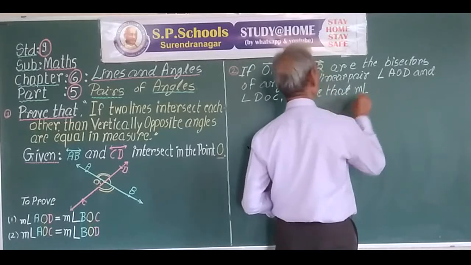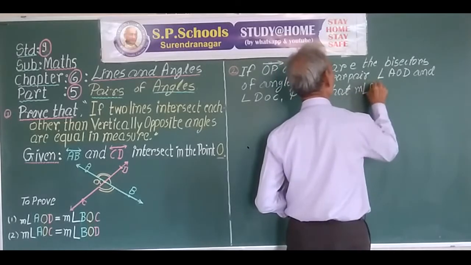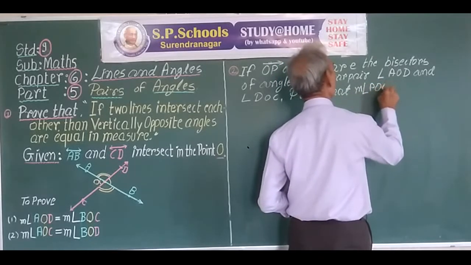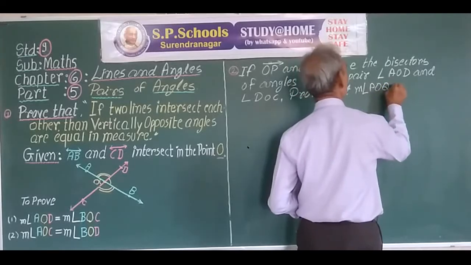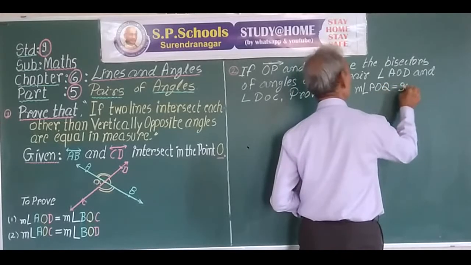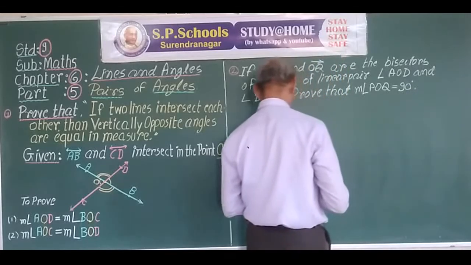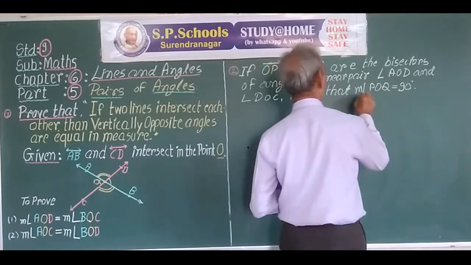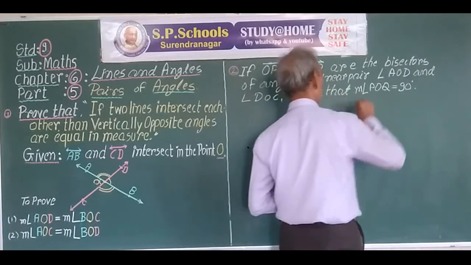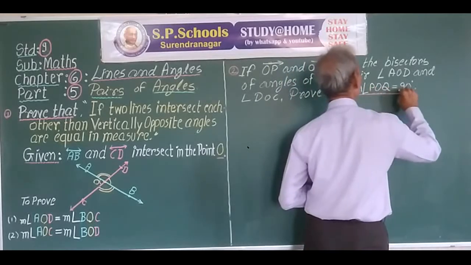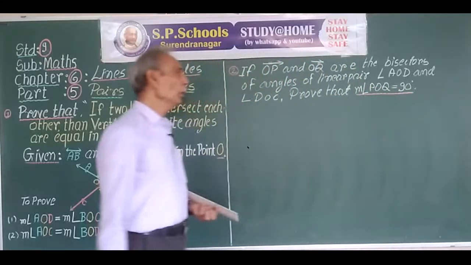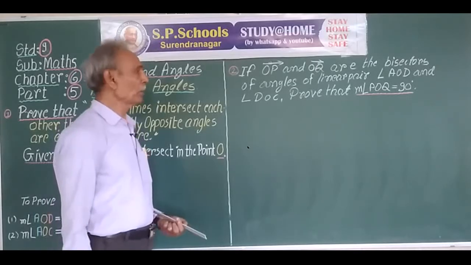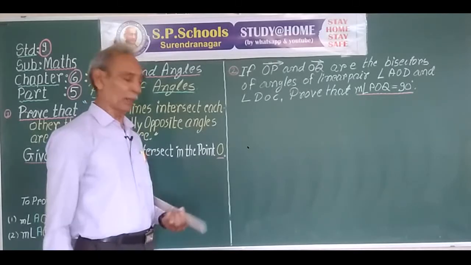measure angle POQ is equal to 90 degrees. This we have to prove. That is, we have to prove angle POQ is a right angle.